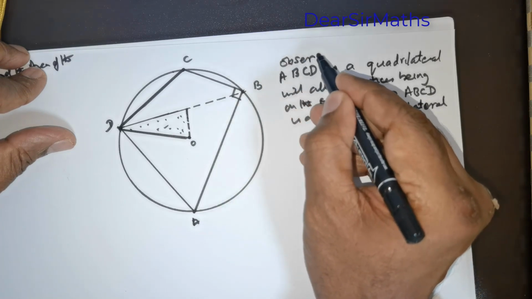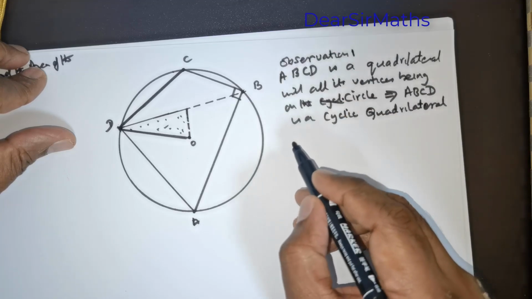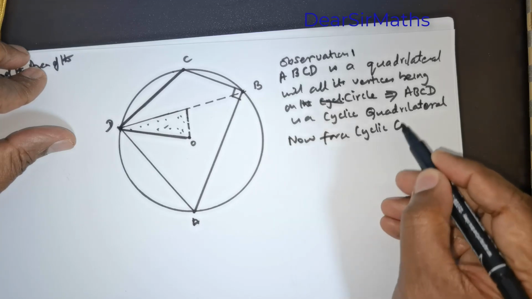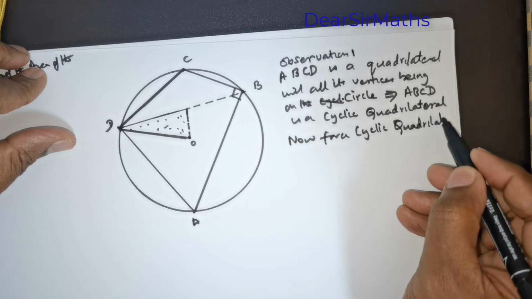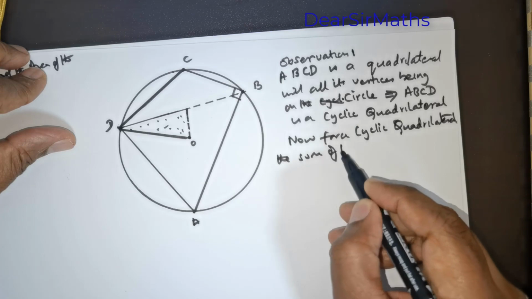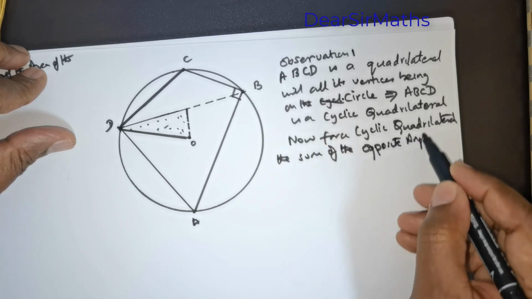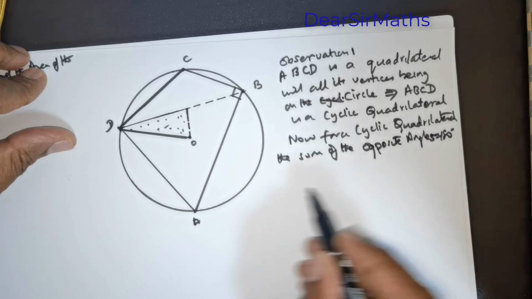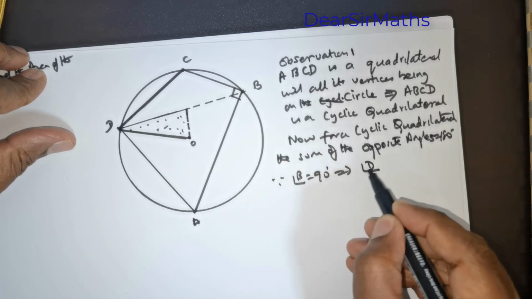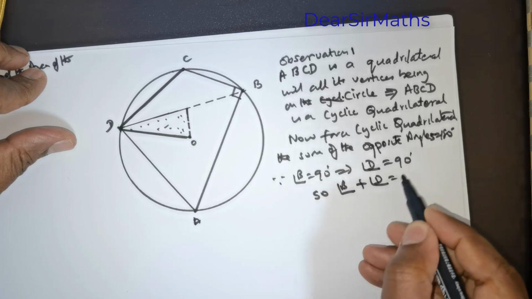Observation number 1. Now, for a cyclic quadrilateral, the sum of the opposite angles is equal to 180 degree. Now, since angle B is equal to 90 degree, this means angle D is also equal to 90 degree. So angle B plus angle D is 180 degree, right?